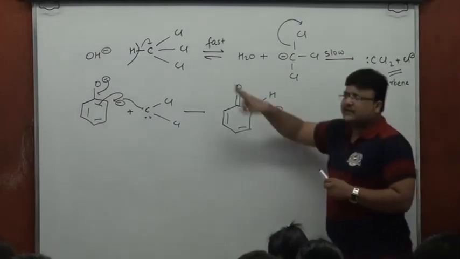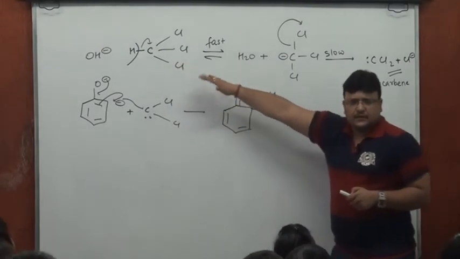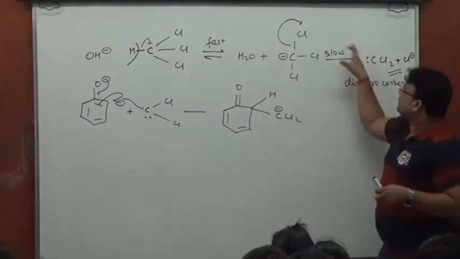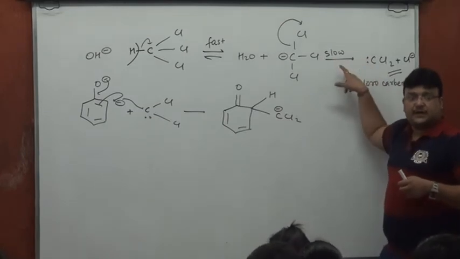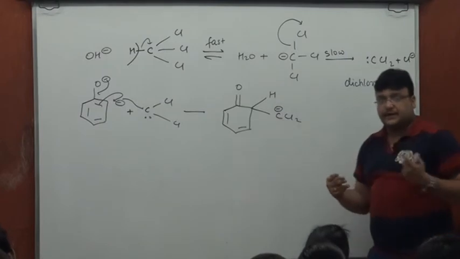Dichlorocarbene plus Cl minus. We could prove that this is going to be the slowest step of the process. It starts with a fast equilibrium, loss of water, because the phenol is fairly acidic. So it's a fast equilibrium, and this is going to be the slowest step of Reimer-Tiemann. The formation of dichlorocarbene will be the slowest step of Reimer-Tiemann.